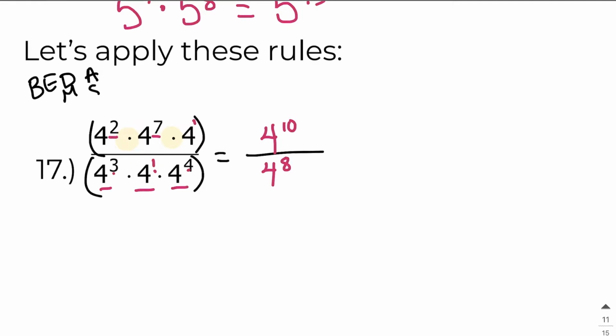Lastly, now that I've simplified my numerator and I've simplified my denominator, I can go ahead and do my division. So when I divide, I have to subtract my exponents. So 10 minus 8 is 2. My base stays the same. So my answer here is 4 to the power of 2.